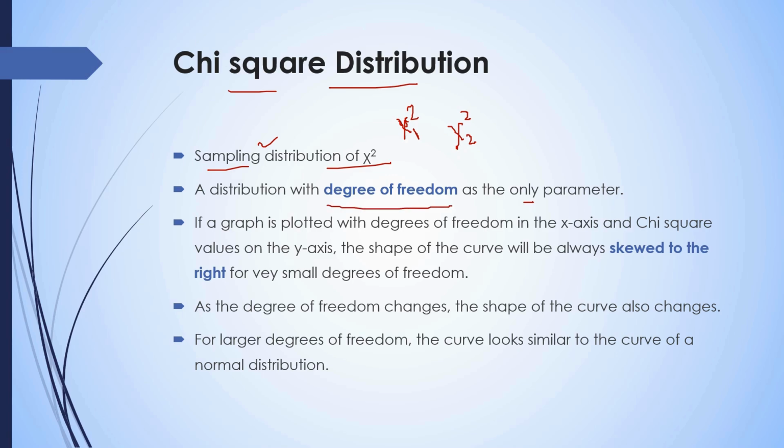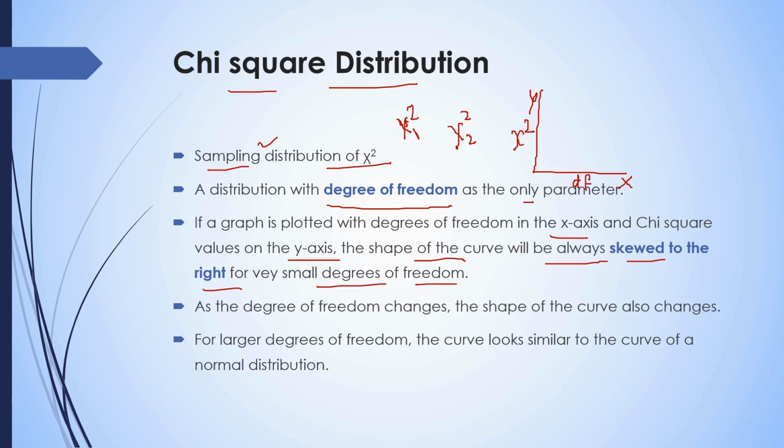Again, degree of freedom is a concept that we have already studied in the IGNOU video. Maybe you can just go back and check it in case you don't remember. So if a graph is plotted with degrees of freedom on the x-axis and chi-square values on the y-axis, what will happen? The shape of the curve will be skewed to the right for very small degrees of freedom.